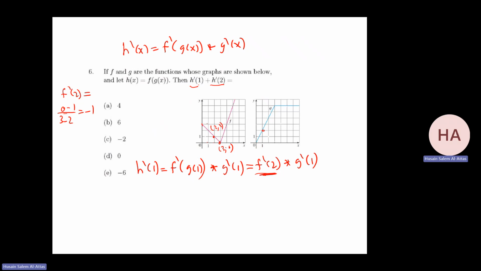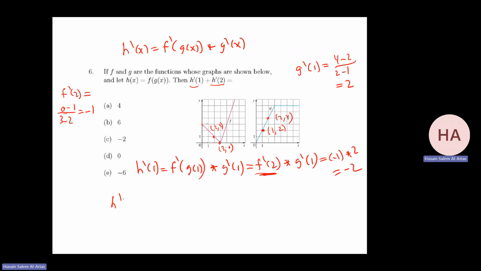What about g prime at 1? I need this line. For this line, I have this point, which is 1 and 2. Also, I have this point, which is 2 and 4. So g prime at 1 will be 4 minus 2 over 2 minus 1, and that will be 2. So this is minus 1 times 2, that will be minus 2. Is that h prime at 1?